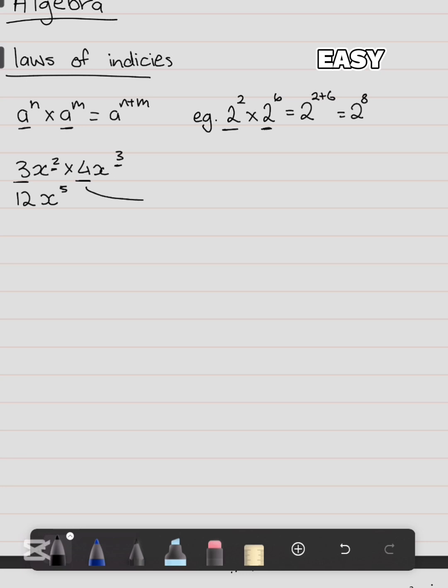The reason that we got 12 was because we multiplied 3 and 4, and we're allowed to do this because they're the coefficients. And then we did x squared times x to the power of 3, and that's our rule before, where we just add them, which gives us 5. And that is how we got 12x to the power of 5.